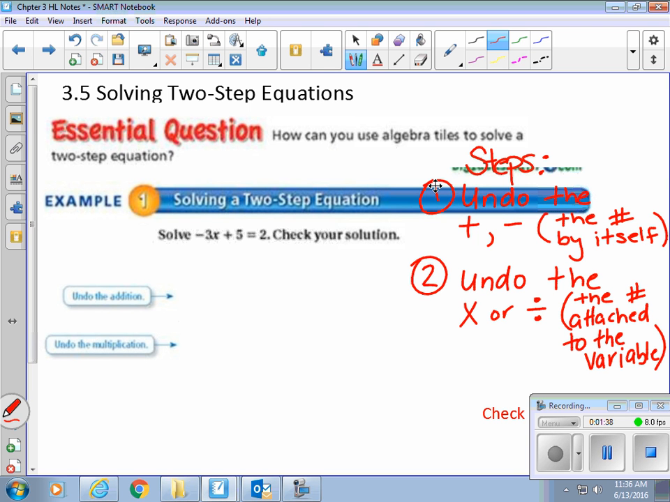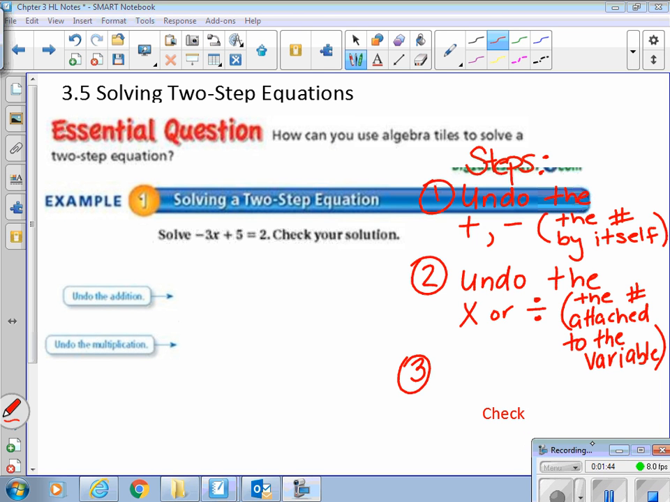And then once you are done getting rid of those two pieces, step 3 will be to substitute to check. Feel free to pause the video if you need some time to copy those down, but you do want to have them so that you can refer back to them.